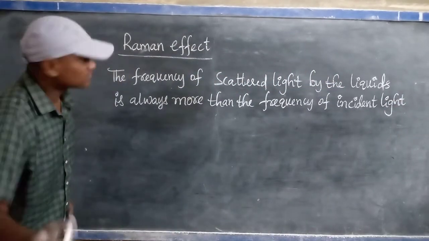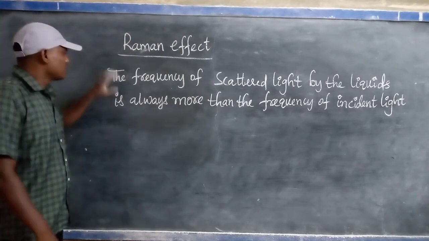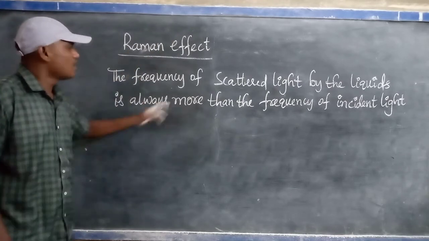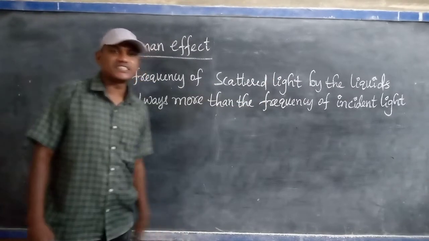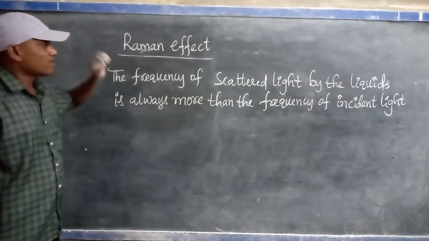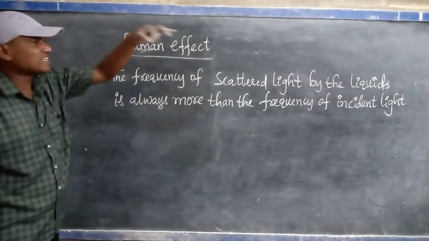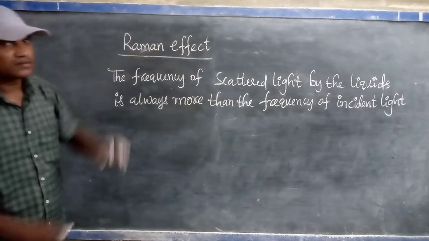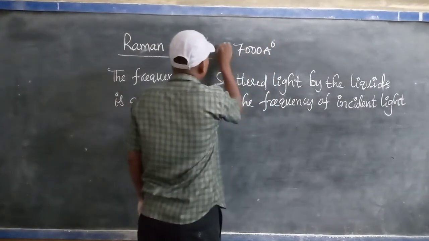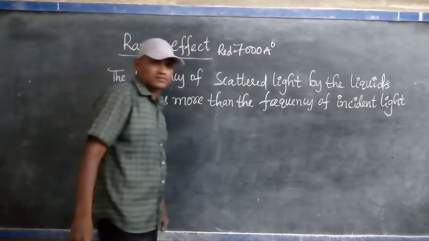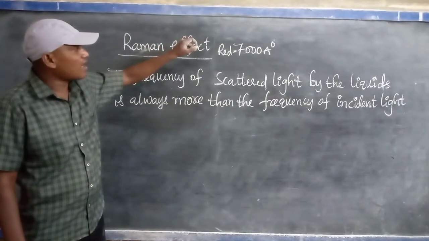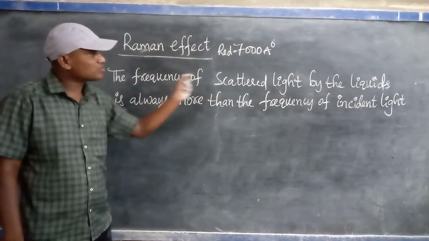So listen very carefully. What is the Raman effect? It means the frequency of scattered light by the liquids is always more than the frequency of incident light. What is the meaning of this? For example, red color has a certain wavelength, 7,000 angstroms. This is the wavelength of the red color in air or vacuum.